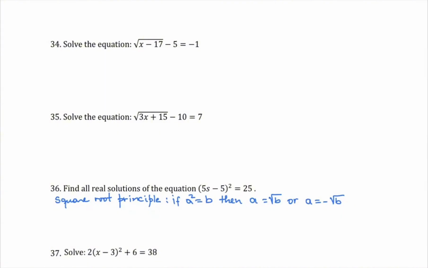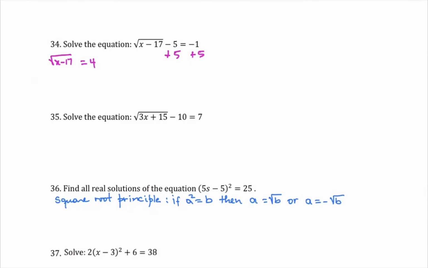Now let's solve a radical equation. When solving radical equations, you must isolate the radical, get it by itself. So we would add 5 on both sides. So we have the square root of x minus 17 equals positive 4.